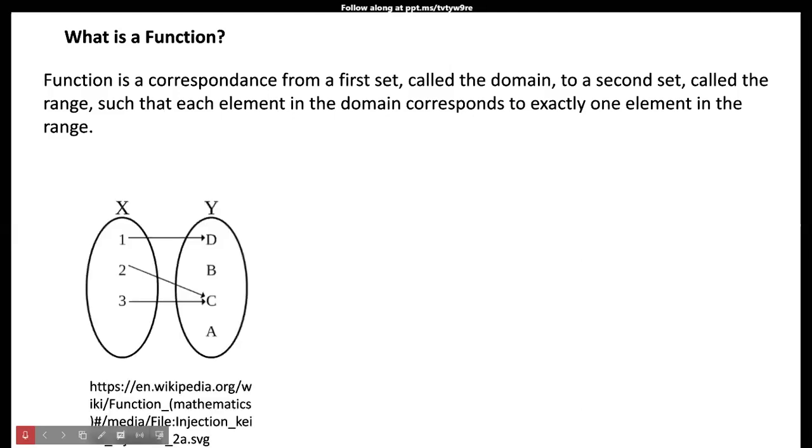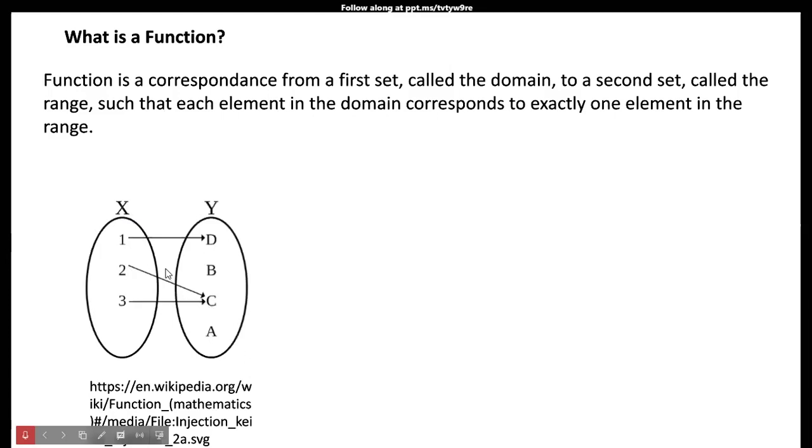Graphically, we usually have something that looks like this, similar to the classic diagrams in your textbook. These values here are our domain, and usually when we talk about functions, our domain is our x value. They're mapped to values in our range, our y value. You can see 1 is mapped to D, 2 is mapped to C, 3 is mapped to C.